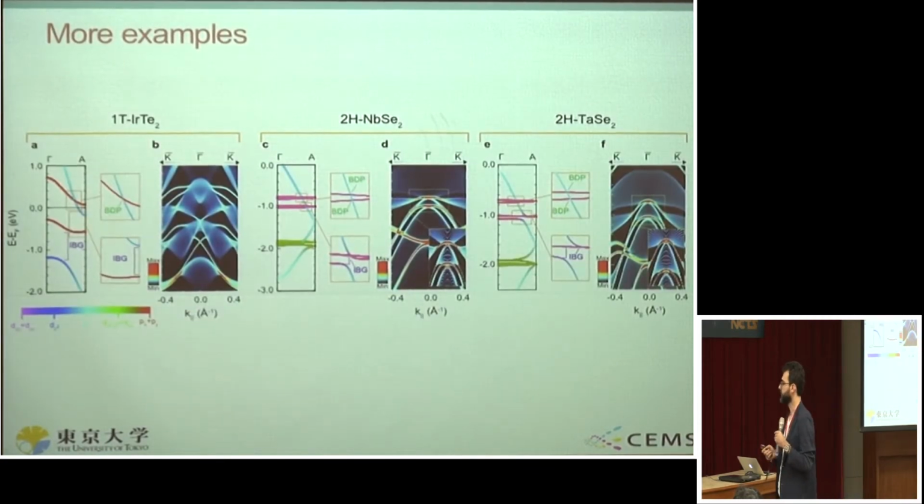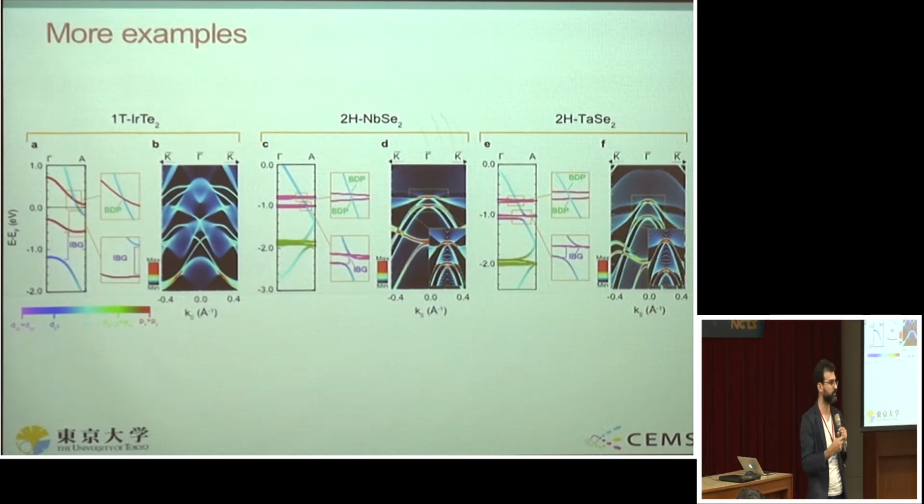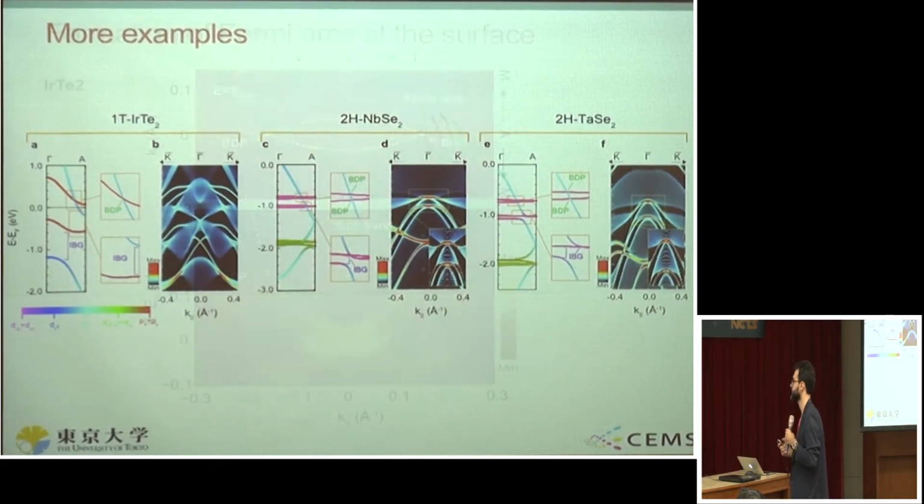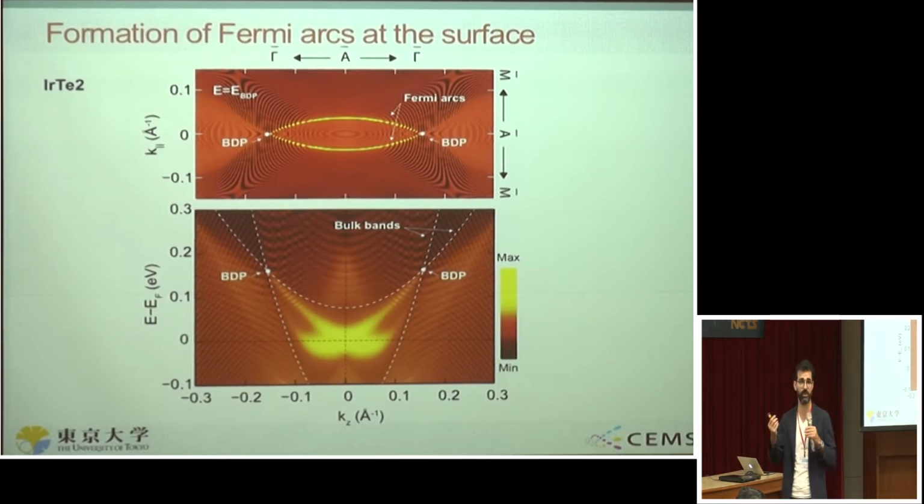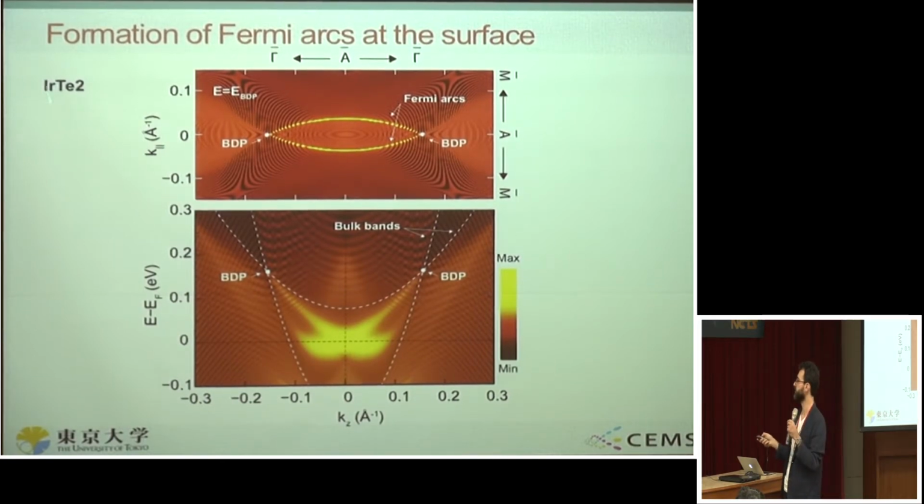And also we have done this theoretically for some other systems, and we already see that this is really a general trend. You can have type 1, type 2 Dirac cones, and also we can have topologically non-trivial surface states. And since, of course, we are talking about Dirac cones, then it means that at the surface you should have some Fermi arcs. And already we see that for the case of iridium ditelluride, when you look at the surface projection, you can already see that there are two Fermi arcs which connect the bulk Dirac points to each other.